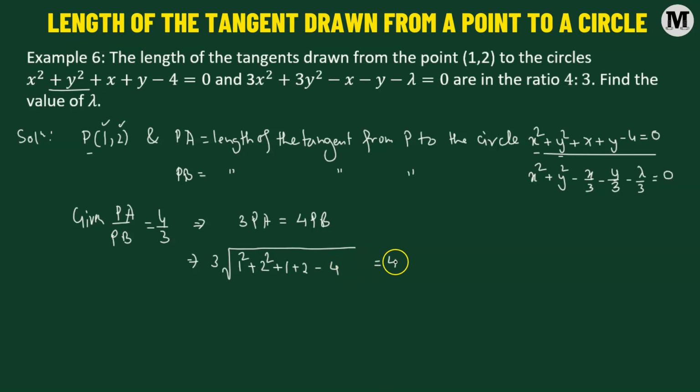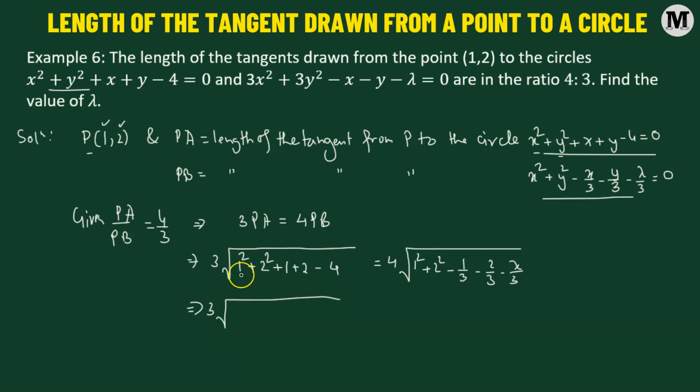This will be equal to 4 times the square root of, we have the second equation of the circle. Here also we'll replace x with 1 and y with 2 to get 1 squared plus 2 squared minus 1/3 minus 2/3 minus lambda over 3. Let's further simplify. So 3 times the square root of, 1 plus 4, that's going to be 5. Then add 1, that's 6. 6 plus 2, that's 8. 8 minus 4, that's going to be positive 4.